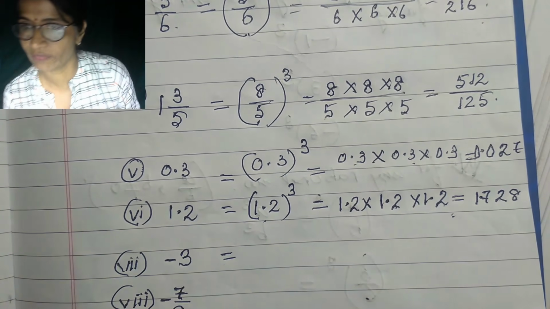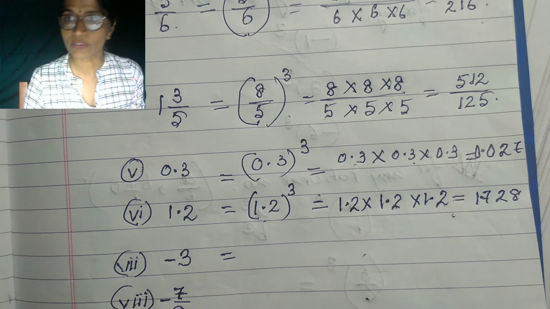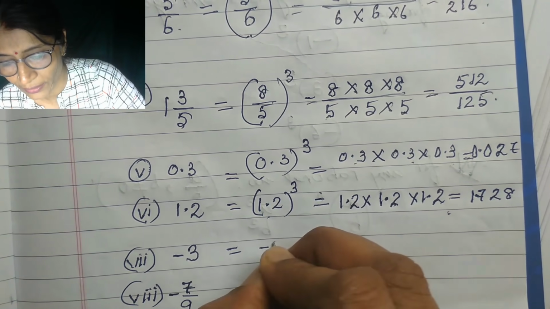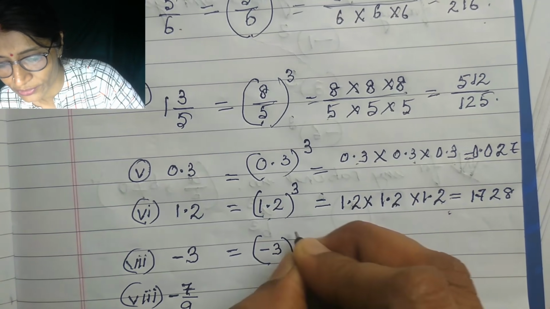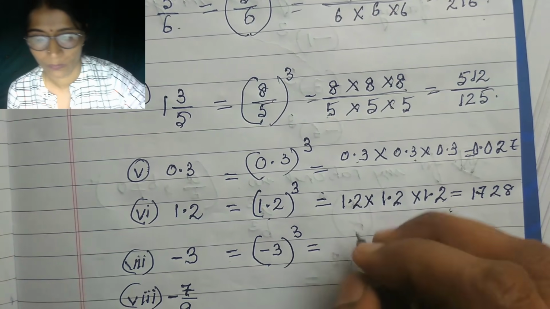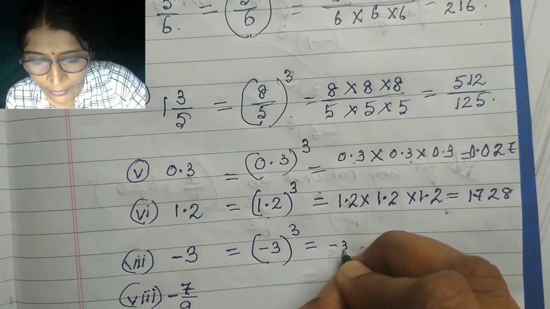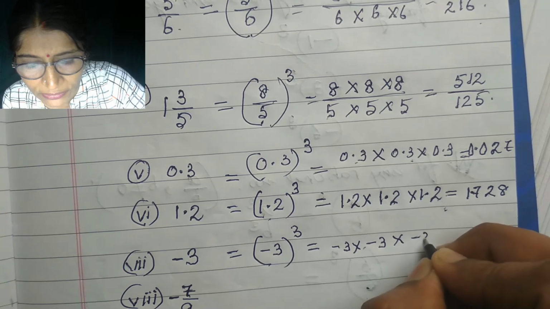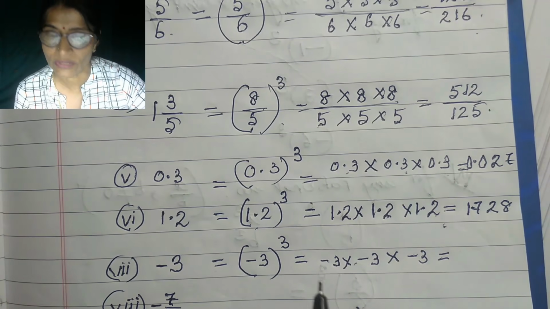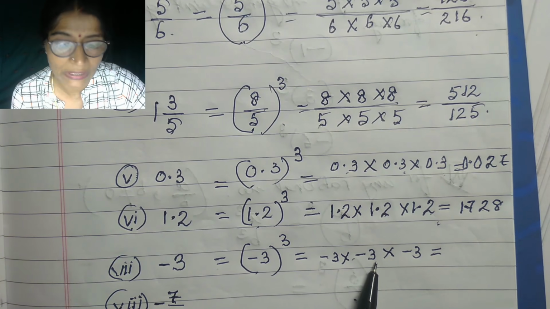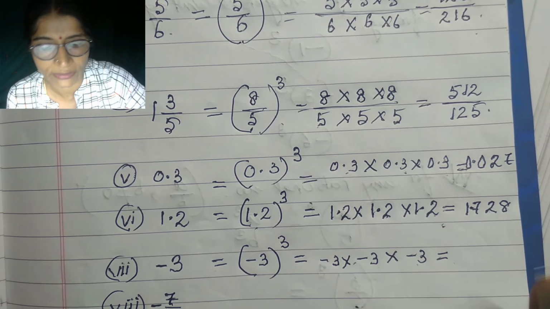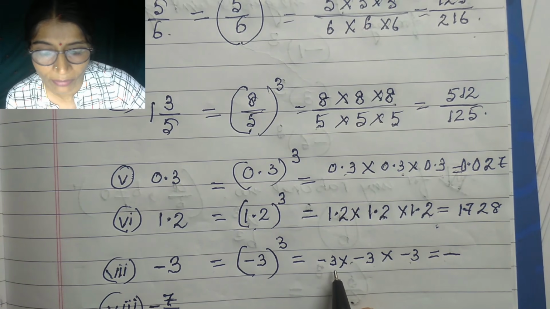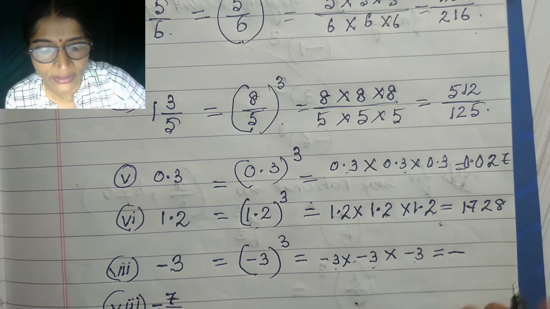Next, this is a negative number and I have to find out the cube of a negative number. So what it will be here, minus 3 raised to the power 3 is equal to minus 3 into minus 3 into minus 3. Okay, we know that minus into minus is plus. Again plus into minus will be minus. So here it will be minus, and then number 3 into 3, 9, 9 threes are 27.